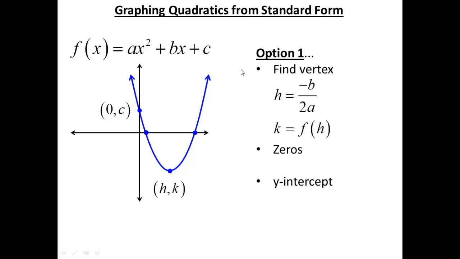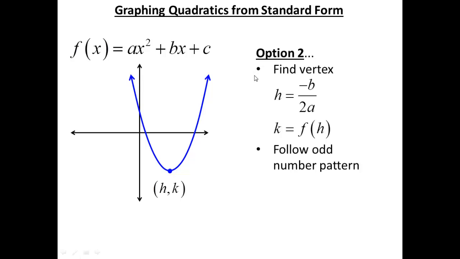So this is option 1 for graphing quadratics. It's more of a generic how to graph any function using x-intercepts and y-intercepts, and that's the technique that we're going to be using for most of the polynomial functions in this chapter. But quadratics are special. We don't need all of this information. As long as we know the vertex, we can graph that quadratic using our odd number pattern. That odd number pattern is incredibly useful. Whether you're graphing in vertex form or standard form, once you find that vertex, simply follow the odd number pattern from there to get the rest of the parabola.